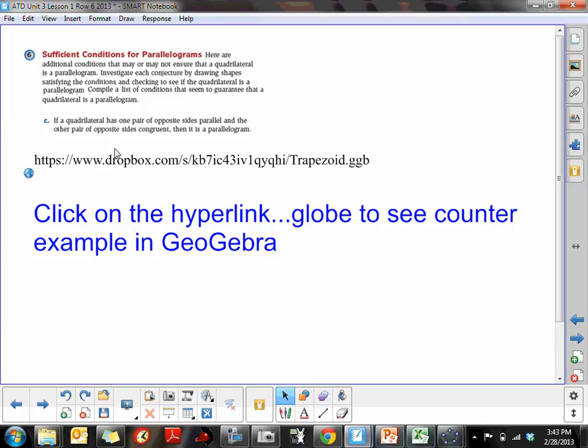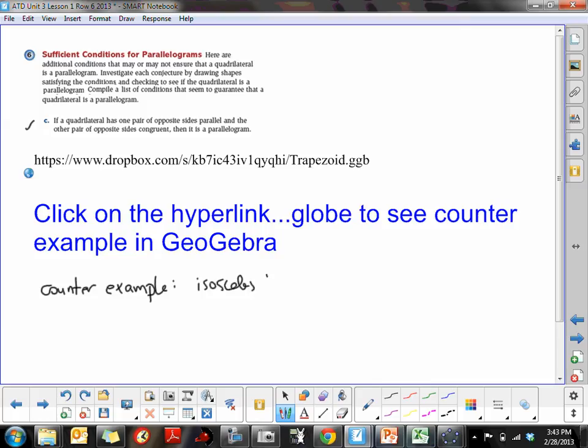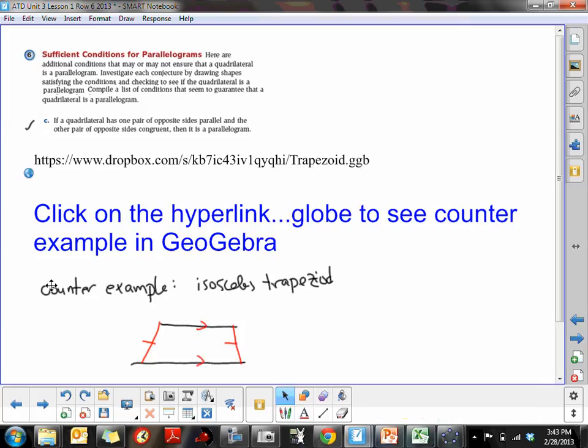So just to say that we have one pair of opposite sides that are parallel and the other pair of opposite sides is congruent is false. Our counterexample is simply an isosceles trapezoid. A counterexample is something that we provide that disproves the statement that they're asking us to verify. So a counterexample is an isosceles trapezoid. And just reinforcing, we have one pair of sides that are parallel, another pair of sides that are congruent or equal in length. So as long as I can make that look relatively accurate, there's our counterexample.